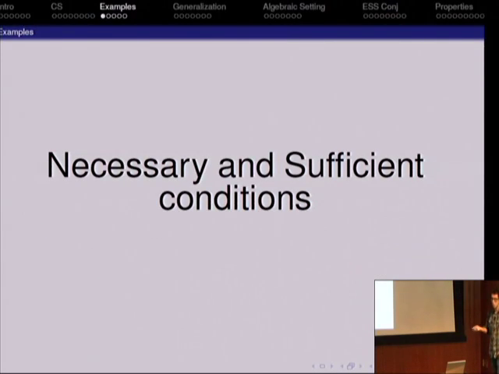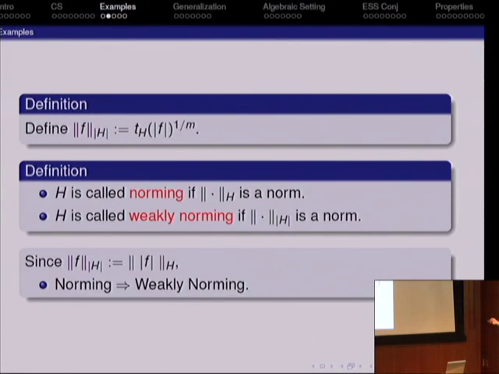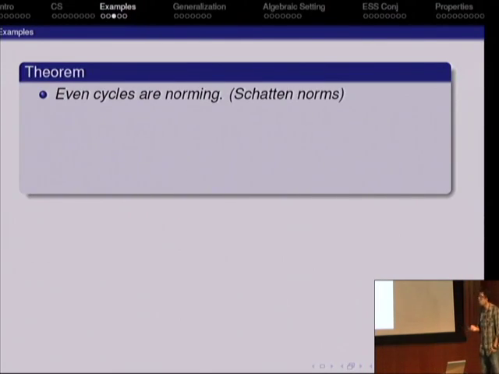So also, we can use this strong inequality to get some other necessary conditions. Before that, let me introduce some terms. I'm going to call my graph norming if this function is a norm, and weakly norming if the one with absolute value is a norm. The way I define the terms implies that norming should imply weakly norming, and that's not so difficult to see. This is a stronger condition than defining a norm with absolute value.